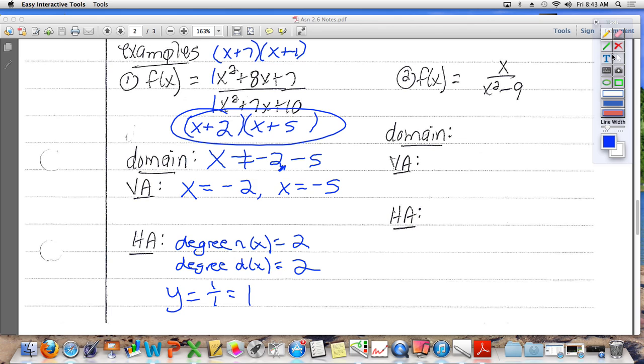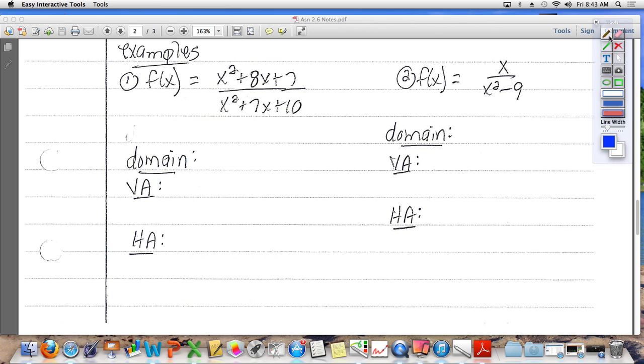Okay, let's try the next one. All right, the domain. So we factor the bottom. What does the bottom factor to? You have an x squared, that's a perfect square. 9 is a perfect square. So what's it going to be? Very good. x plus 3, x minus 3. You should be good at recognizing that now. The top is already factored.